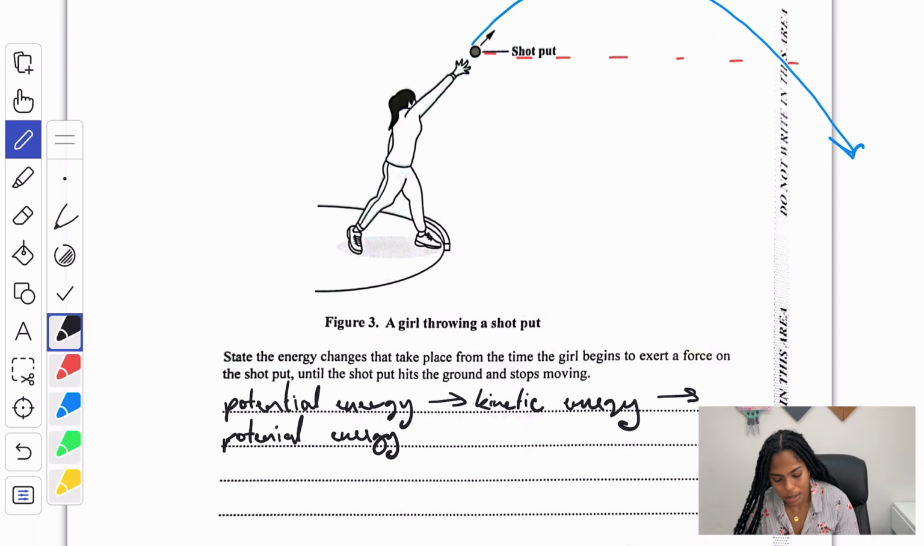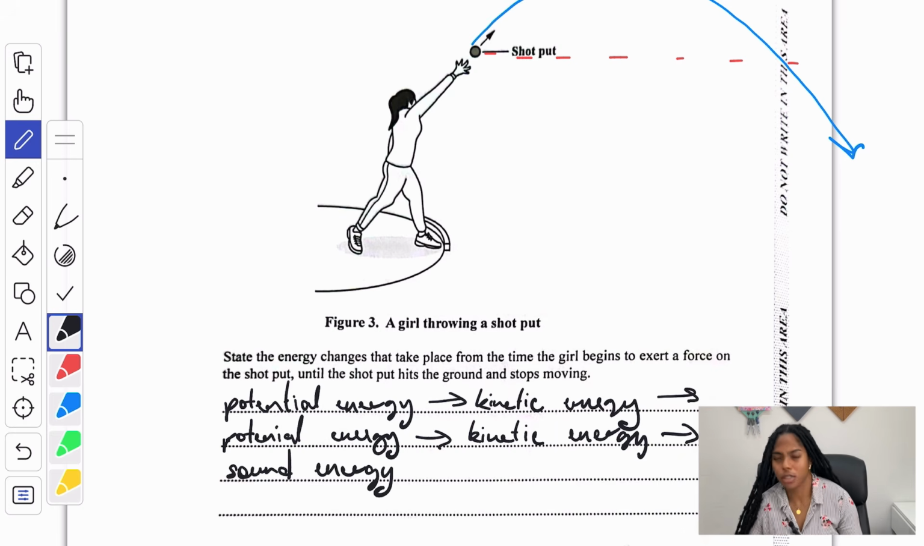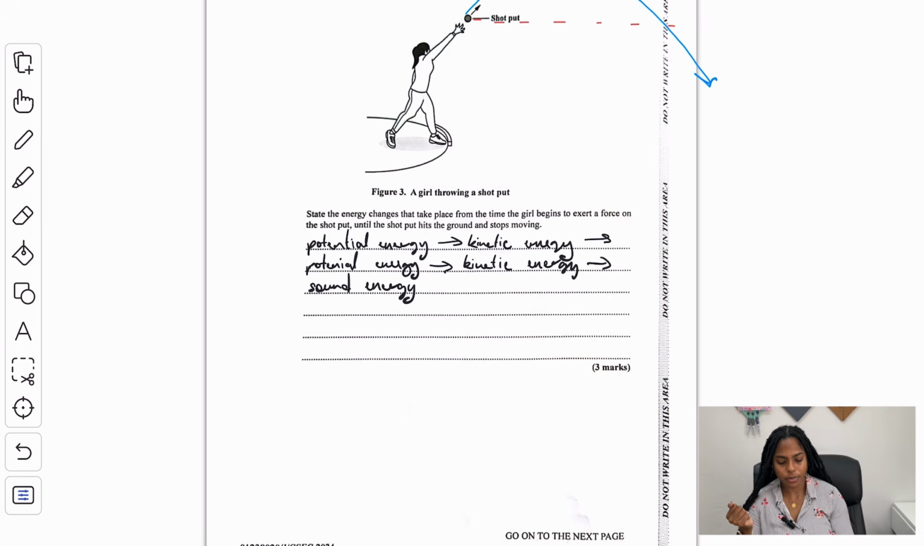And then it starts to come back down. I would say that that's mainly kinetic energy. And if we want to talk about it hitting the ground, we see sound energy, because we hear it when it drops, because a shot put is a pretty heavy thing. So that would be my guess.